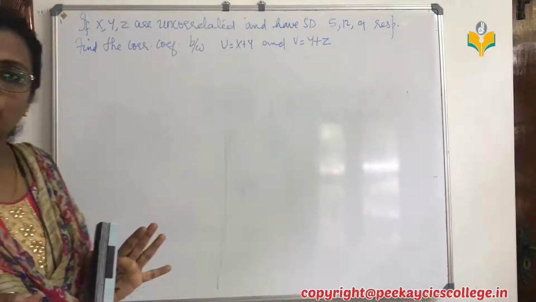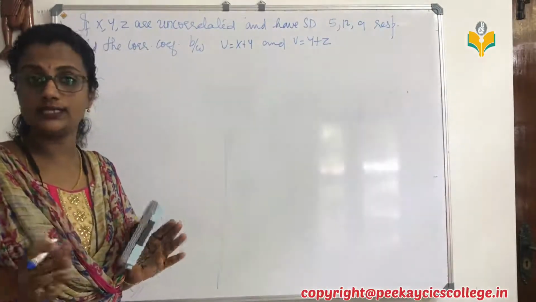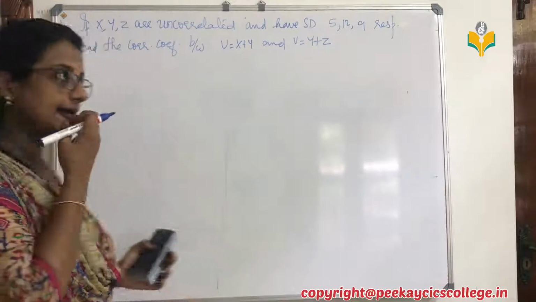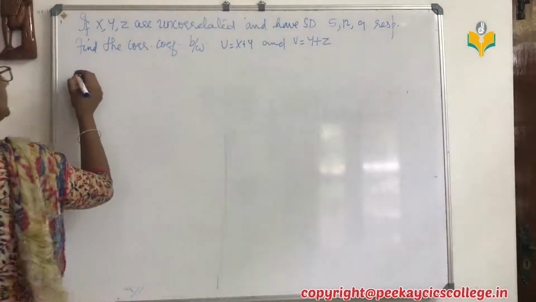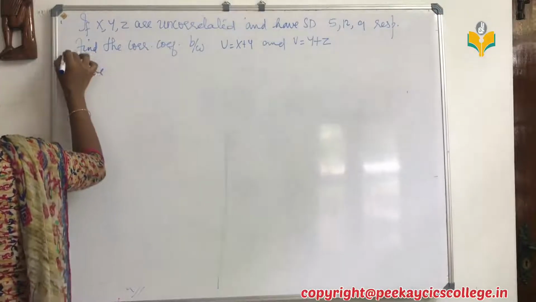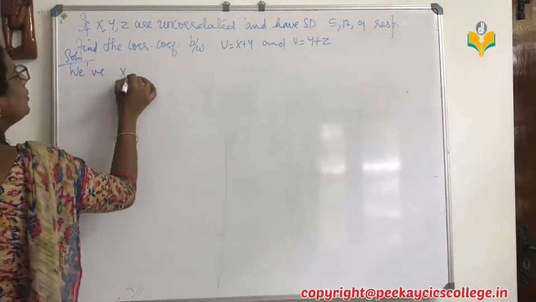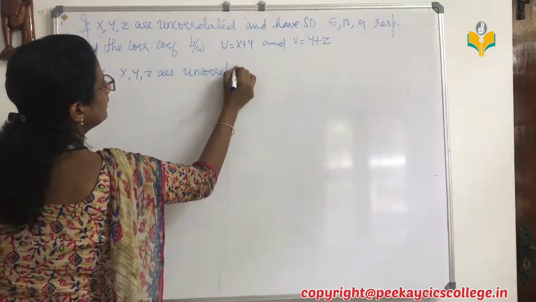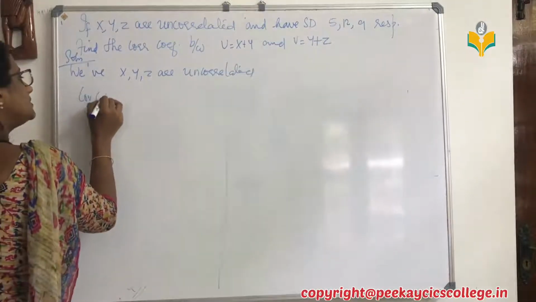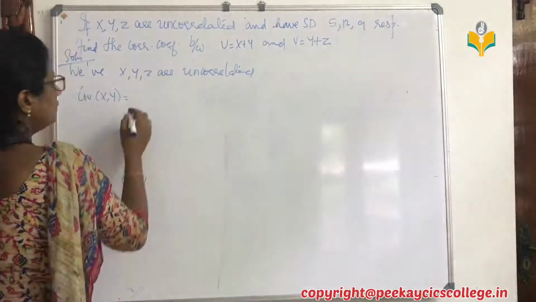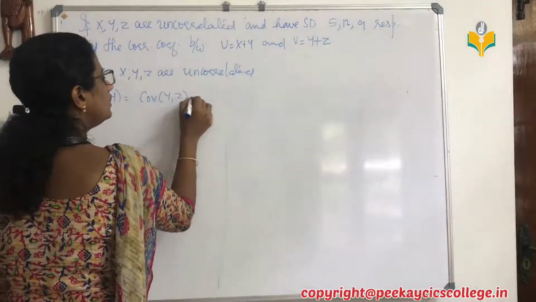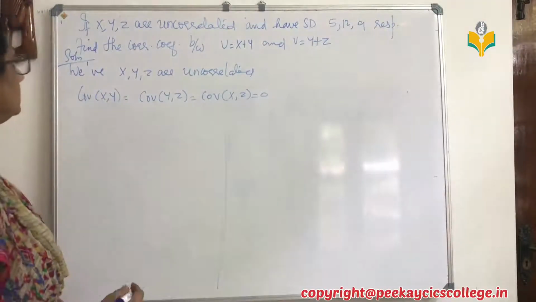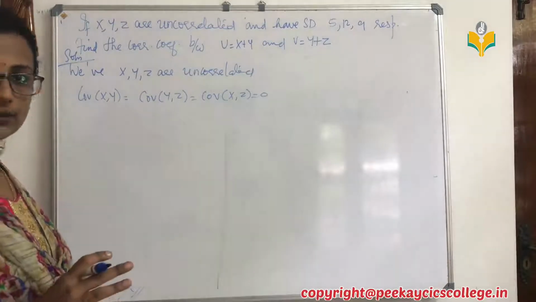X, y, z are uncorrelated. If x, y, z are uncorrelated, their covariances between x and y, y and z, and x and z are 0. We already studied that. If x, y, z are uncorrelated, then covariance of xy equal to covariance of yz equal to covariance of xz equal to 0. Since they are uncorrelated, their covariance is equal to 0.